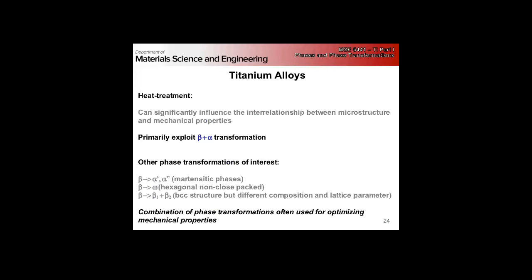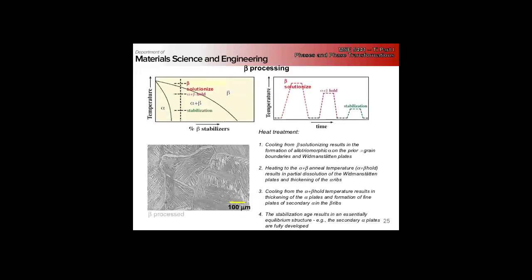Again, a strong analogy to GP zones here, where you basically have local concentration fluctuations. And we're going to try and optimize our processing to get the combinations of phases that are of most use for our properties. Most of the time, we're considering mechanical properties. So the first is beta processing. We take our alloy up above the transus, right? So we give it, where's my pointer?